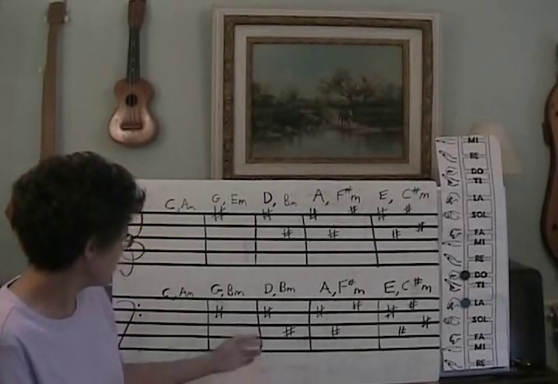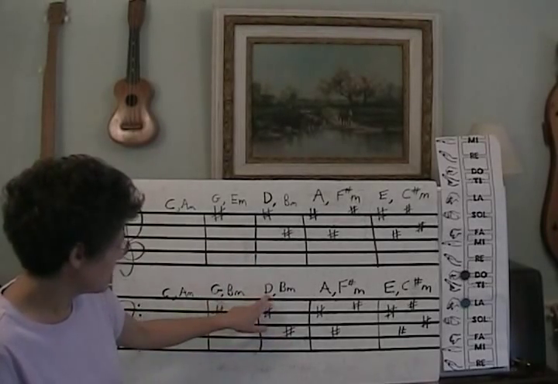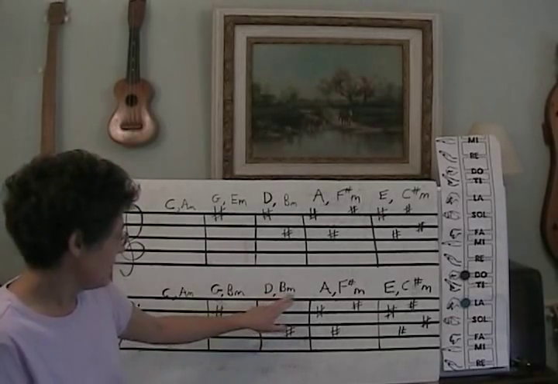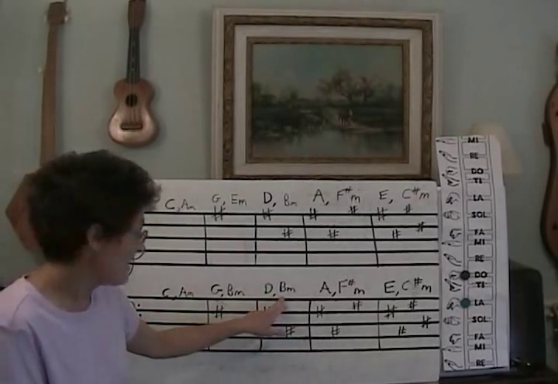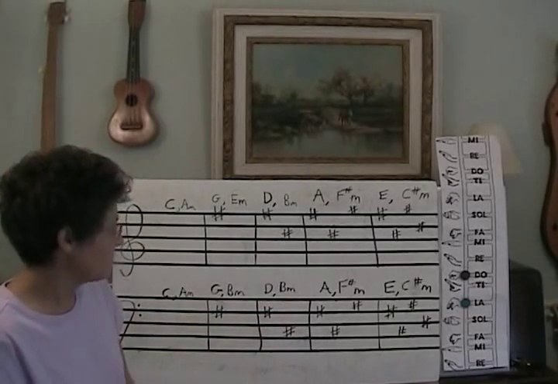So if the last note of the song, let's say it was this key signature, if the last note were D, then it would be in D major. If the last note was B, it's most likely going to be in B minor.